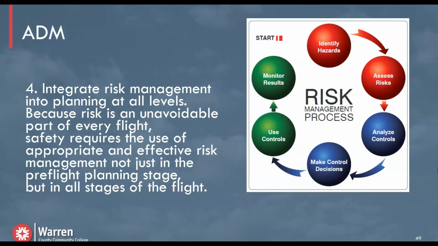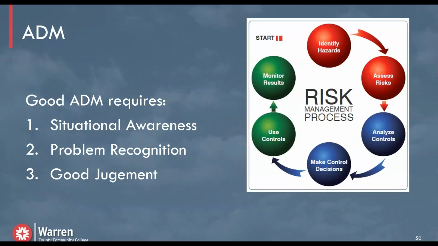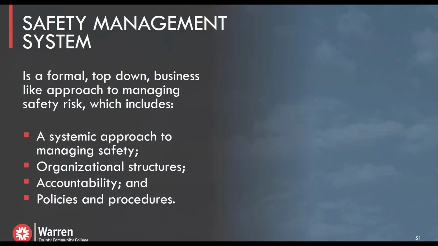Because risk is unavoidable in every part of flight, safety requires the use of appropriate and effective risk management and checklists, not just in the pre-flight planning stage, but in all stages of the flight. So this is going to be a test question. It's going to say, what does good ADM, or aeronautical decision-making, require? There are three things: situational awareness, so being aware of everything going on around you; problem recognition, the ability to see a problem before it is a problem; and the good judgment to make a decision whether to continue or to stop.